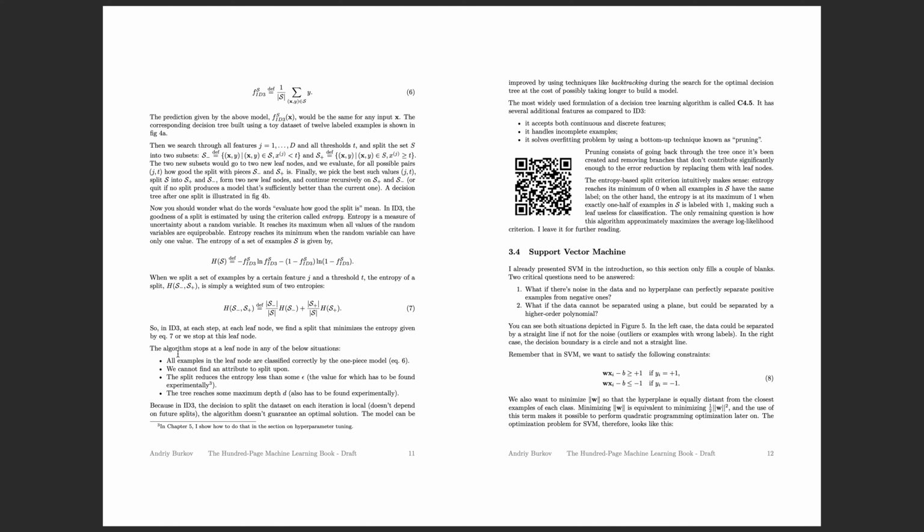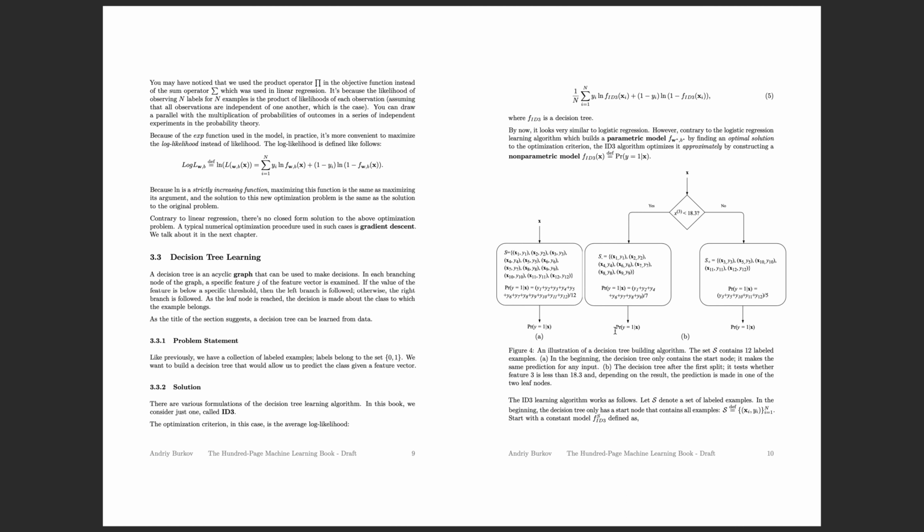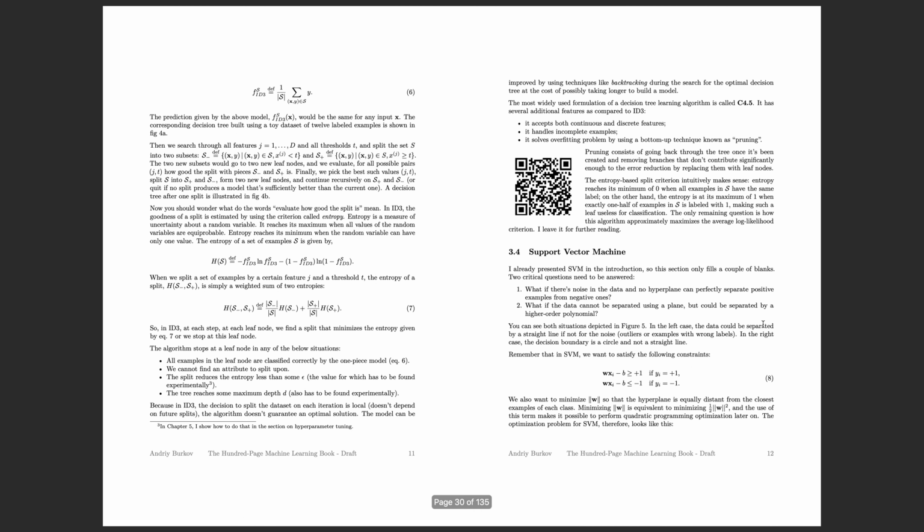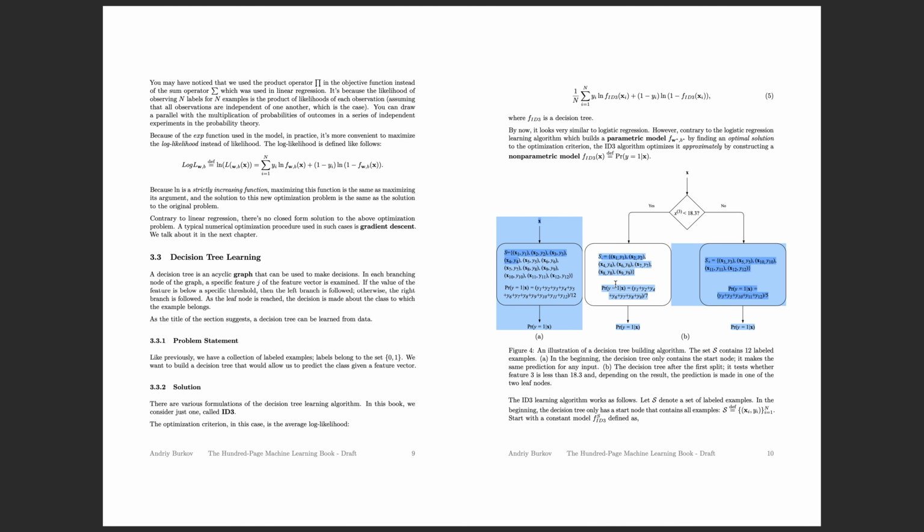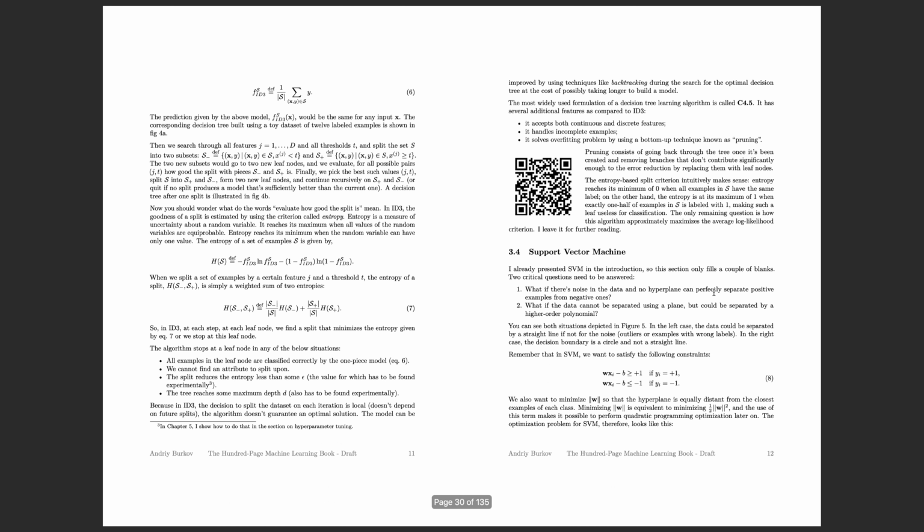So in some cases, these two rounded rectangles are known as leaf nodes, right? The prediction is made in one of the two leaf nodes. So when does a decision tree stop at a leaf node? It stops at the leaf node in any of the below situations.